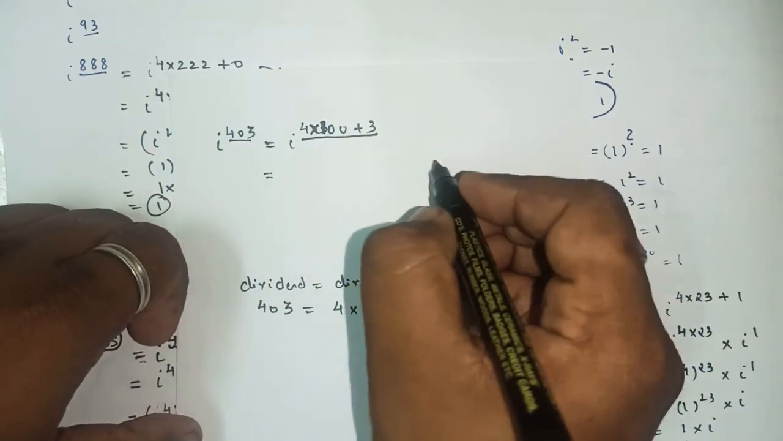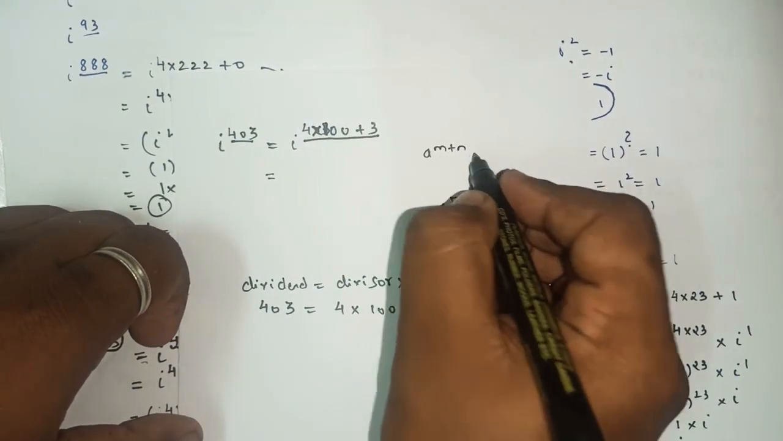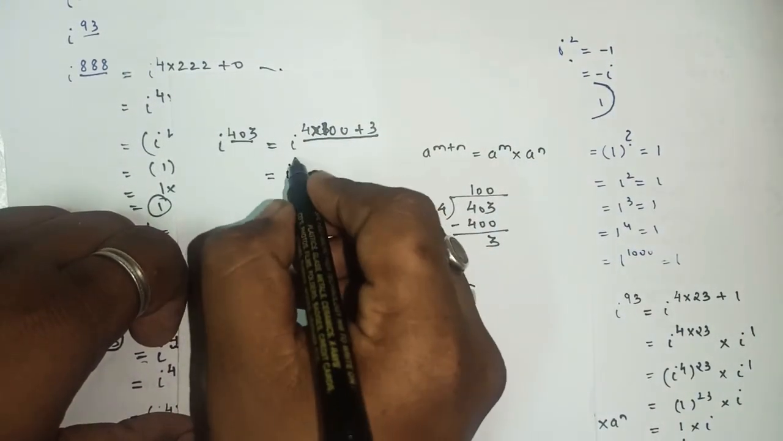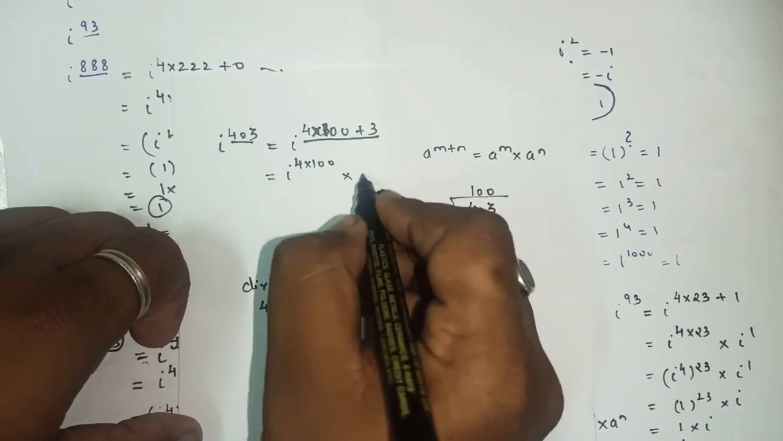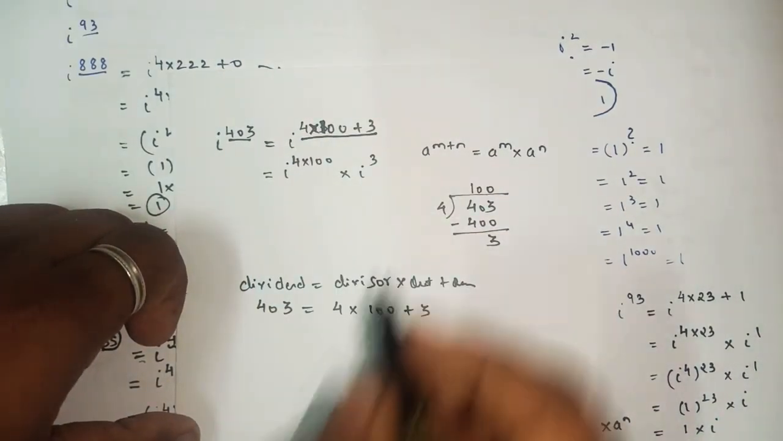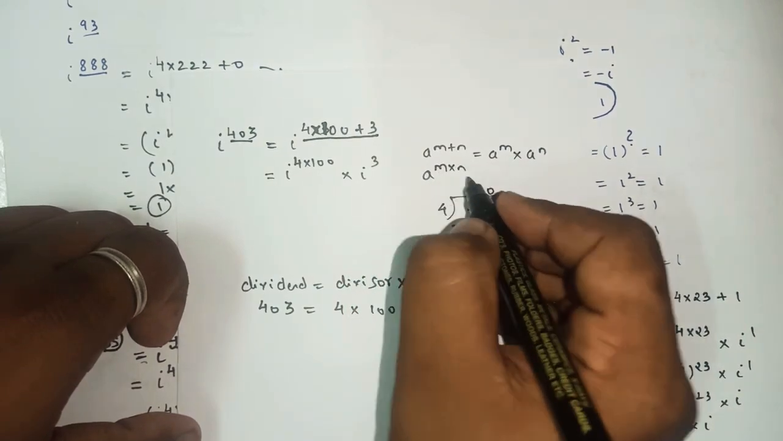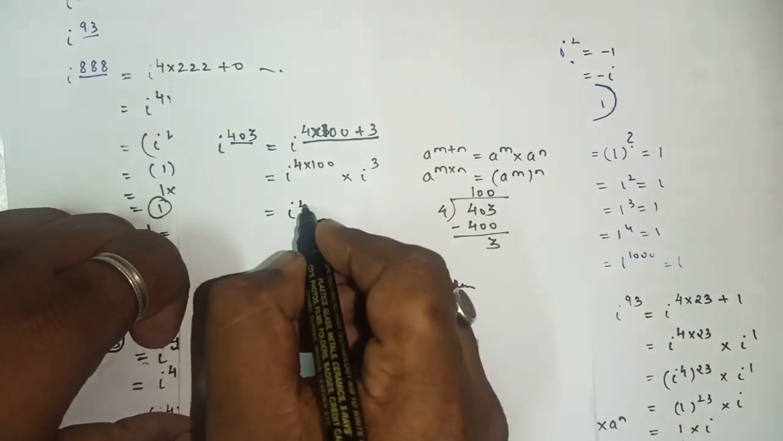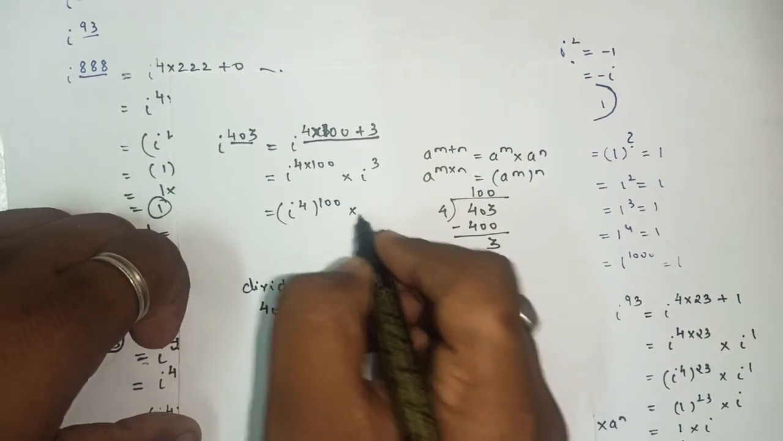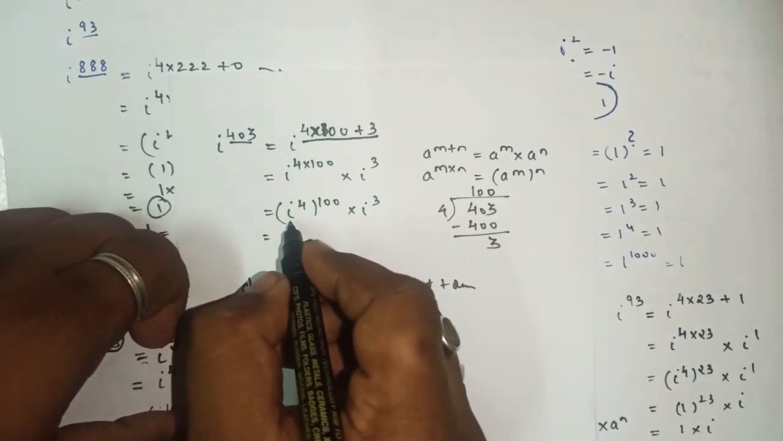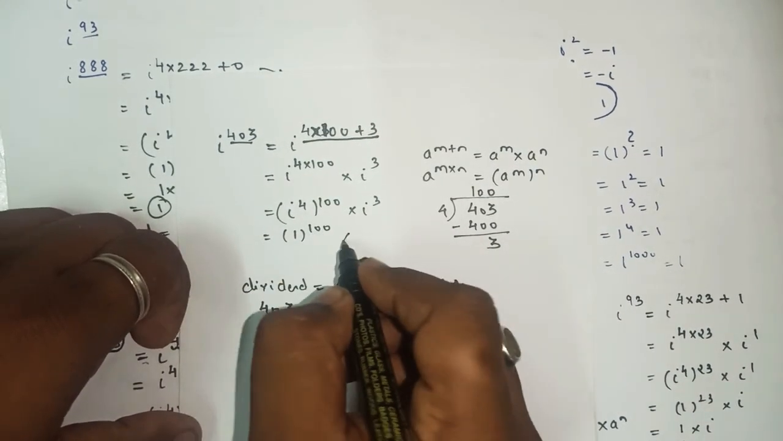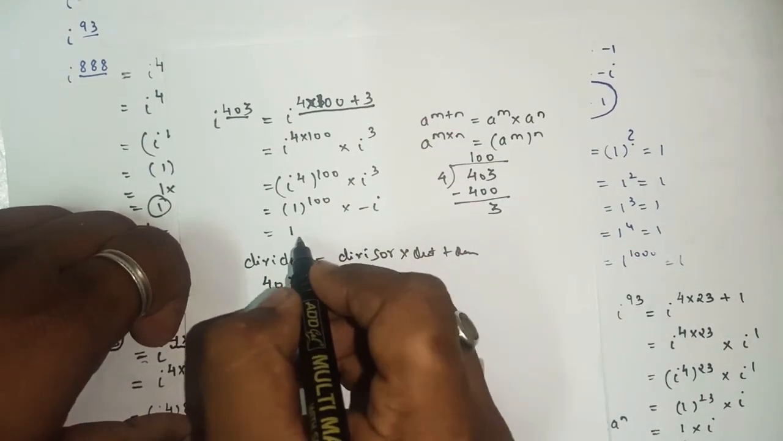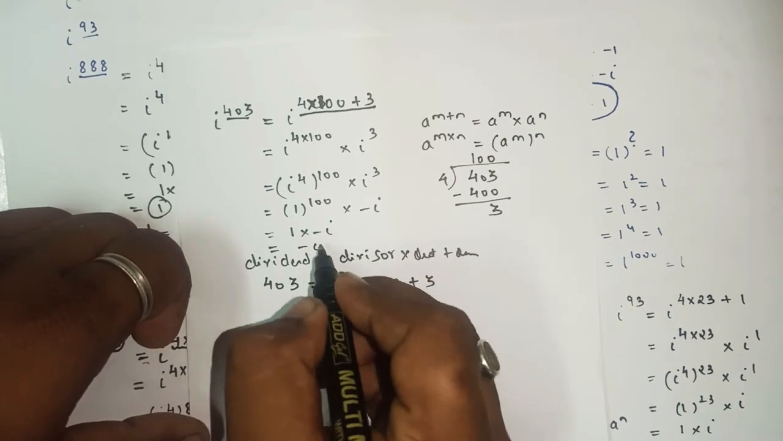After this, we know that using the formula a raised to m plus n is equal to a raised to m into a raised to n, this we can write as i raised to 4 into 100, into i cubed. Yes or no? Further, using the formula m into n, a raised to m the whole raised to n, we can write this as (i raised to 4) the whole raised to 100 into i cubed. And as we know i raised to 4 is 1, so 1 raised to 100, and i cubed is what? Minus i. So 1 raised to any power is 1, into minus i. So here the final answer we got is minus i.